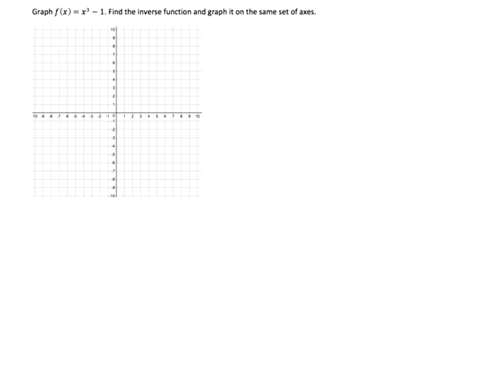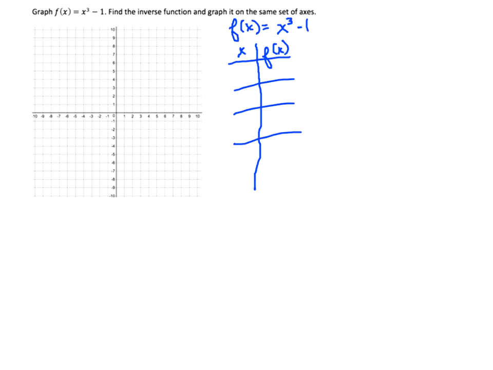Last page. Okay, same thing here, except we have a cubic to deal with this time. Okay, so we'll start out with f of x equal to x cubed minus 1. x and f of x. Okay, so let's get some negative values in there and some positive values. We do not have to restrict the domain because there are no restrictions on the cubic. So let's do negative 2, negative 1, 0, 1, and 2.